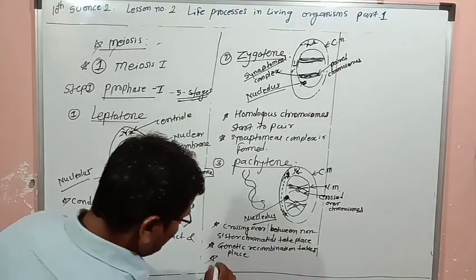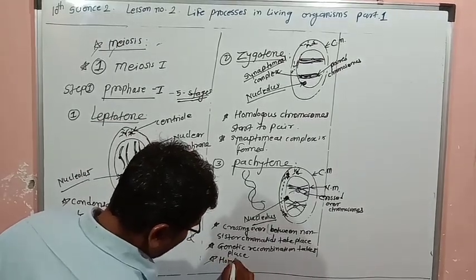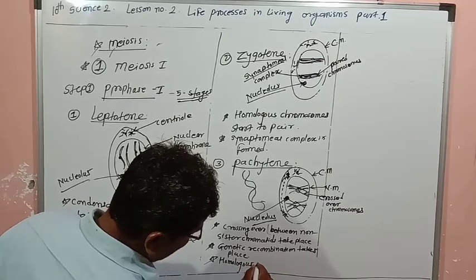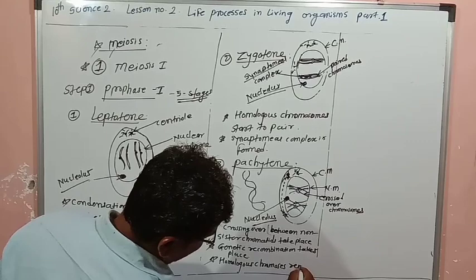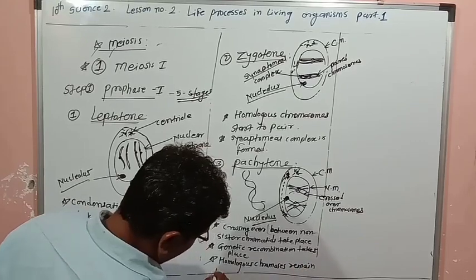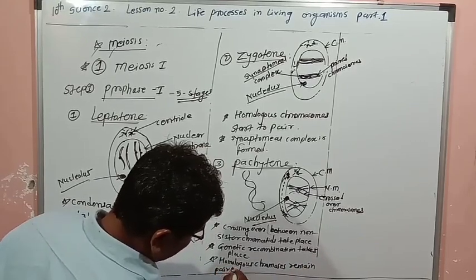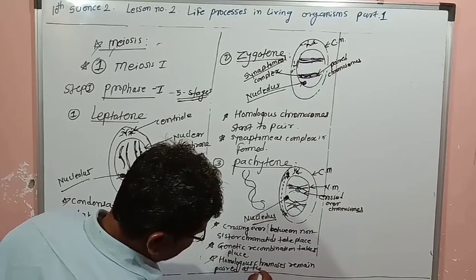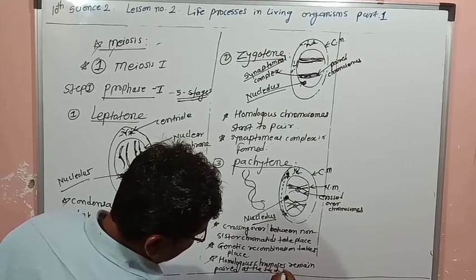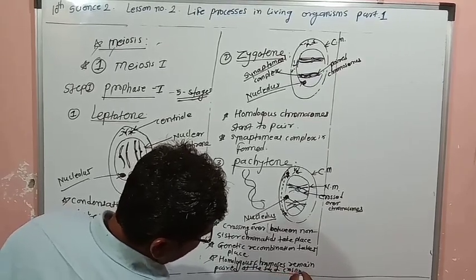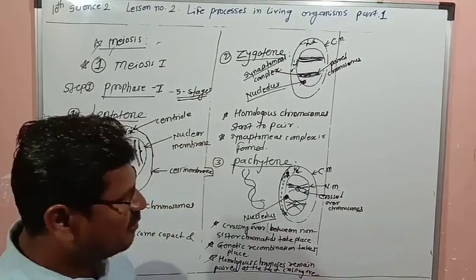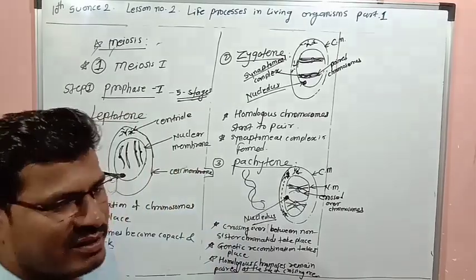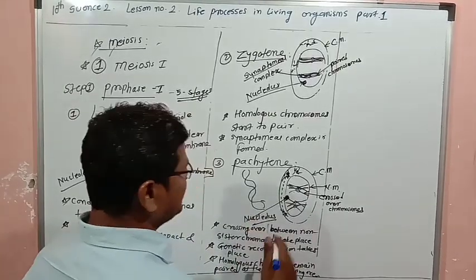So homologous chromosomes remain paired at the site of crossing over, and they are forming crossing over, and so these three changes we have studied.